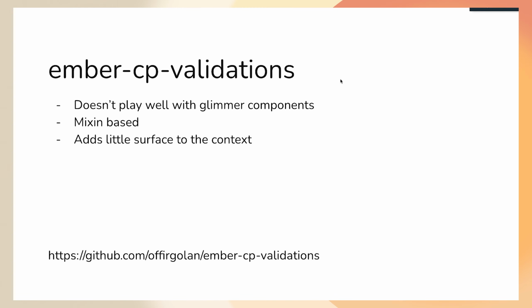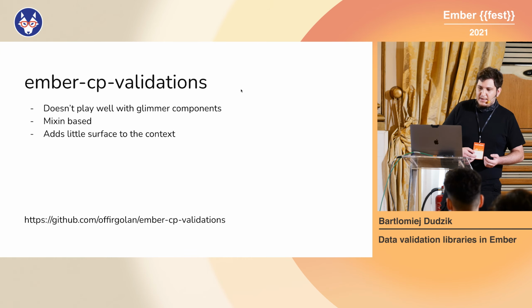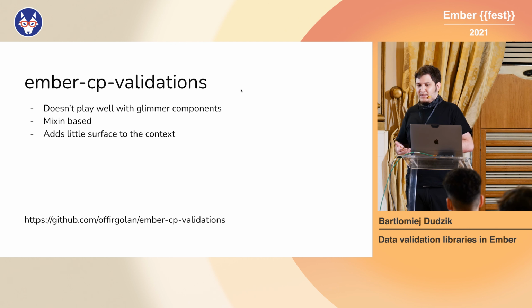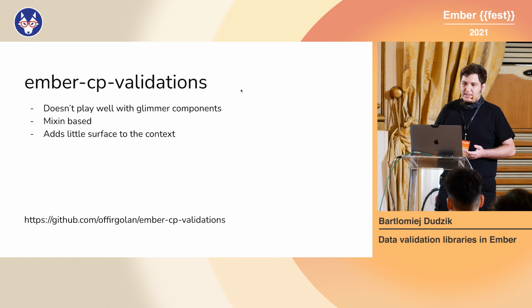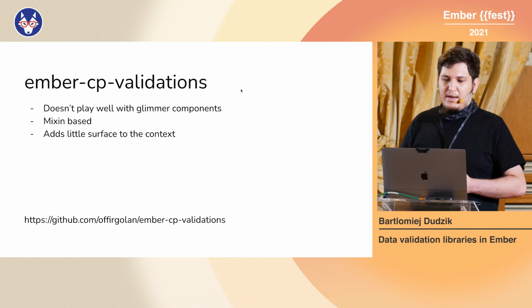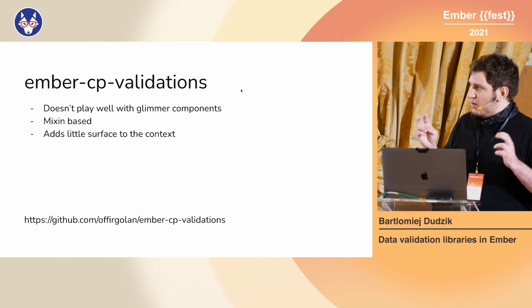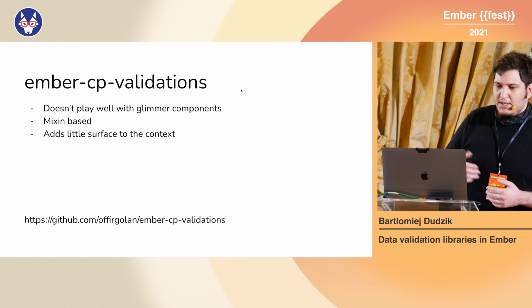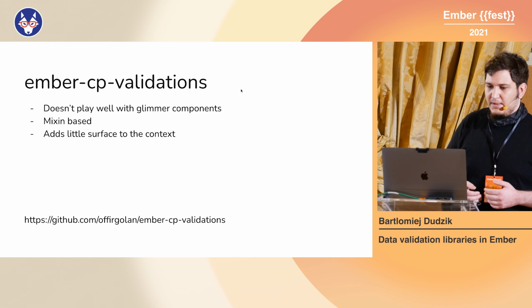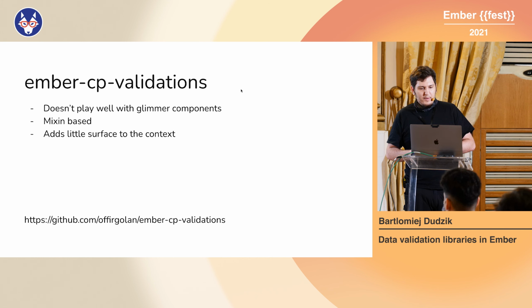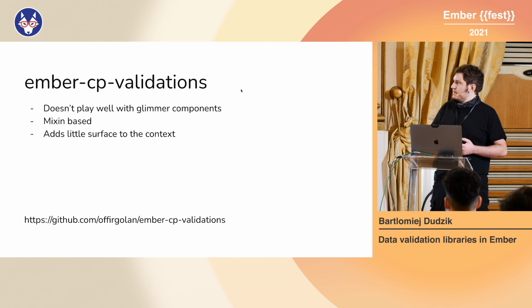Next up is ember-cp-validations. It's been my favorite, honestly. I always like working with it, but it has some issues now. One being that it's mixin-based, and because it's mixin-based, it doesn't work with Glimmer components. This is also part of the reason why I started experimenting and building my own validation library, a wrapper built with Yup. But the good thing is that it adds little surface to the context with that mixin.